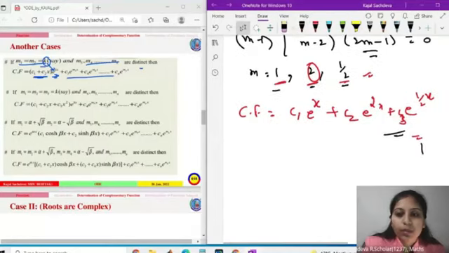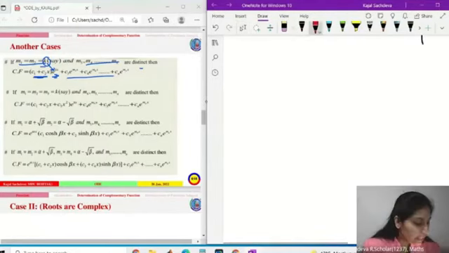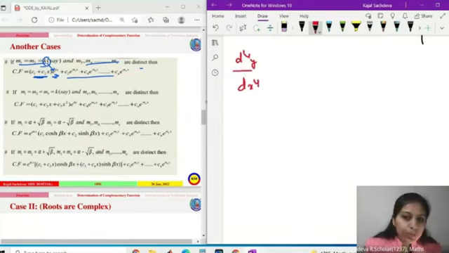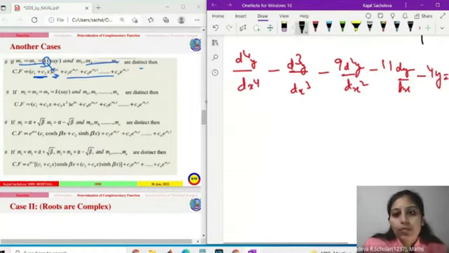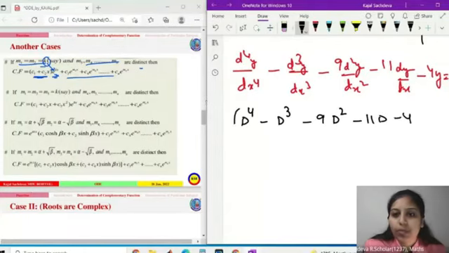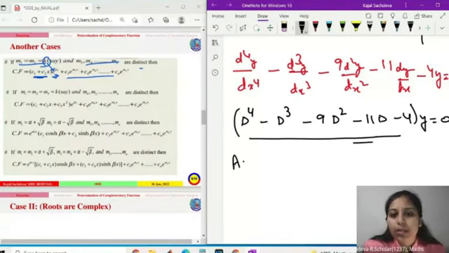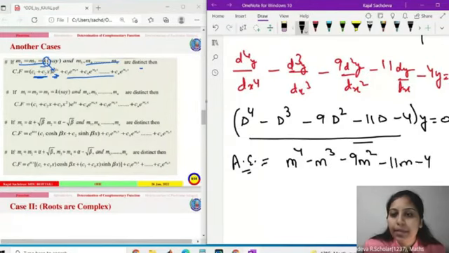So here we have an equation like d4y upon dx4 minus d3y upon dx cube minus 9 d2y by dx square minus 11 dy by dx minus 4y is equal to 0. Firstly we write it in symbolic form, taking d by dx as D. So we get (D4 minus D cube minus 9D square minus 11D minus 4) y is equal to 0. So this is our f of D. Replace D by m and write the auxiliary equation as m4 minus m cube minus 9m square minus 11m minus 4 is equal to 0. So this is a 4-degree equation.